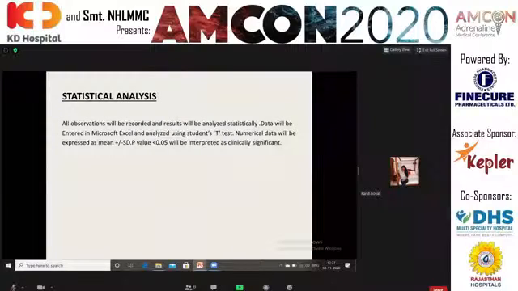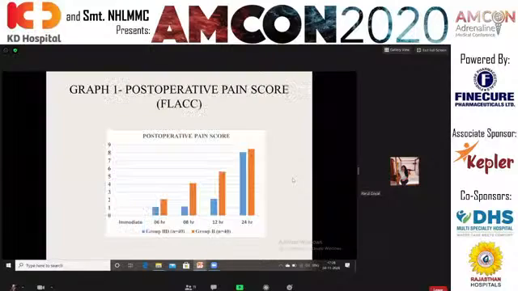Statistical analysis. All the observations were recorded and results will be analyzed statistically. Data will be entered in Microsoft Excel and analyzed using the student t-test. Numerical data will be expressed as mean plus minus SD. A P value less than 0.05 will be interpreted as statistically significant. Next slide. This is the first graph, the postoperative pain score, FLACC score.